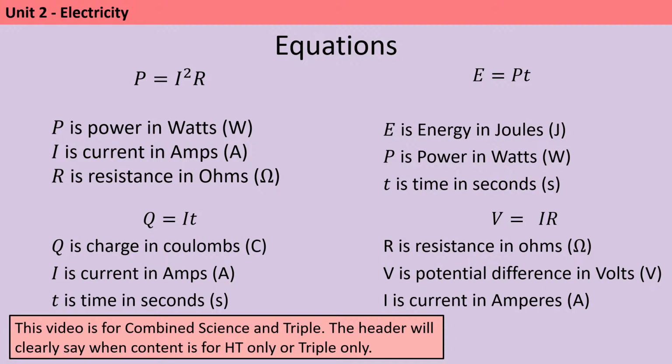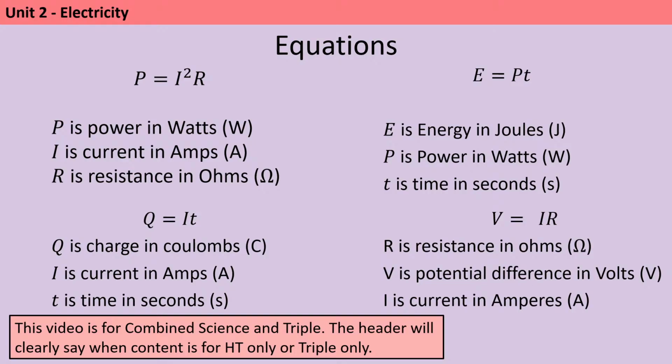There are lots of different equations for electricity, and although you are going to be given them on the equation sheet, it's worth bearing in mind that for higher tier extended response questions, you might be required to use two or more of these equations for the same question. So for instance, you might be given current, resistance and time and asked to calculate energy. And in that case, you would need to be using current and resistance to work out power, and then putting power together with time to work out energy.